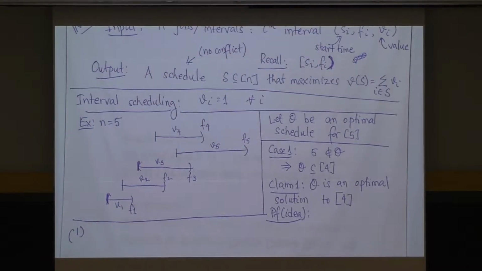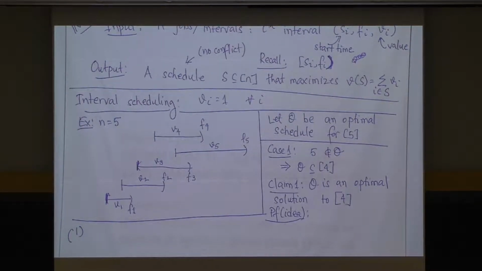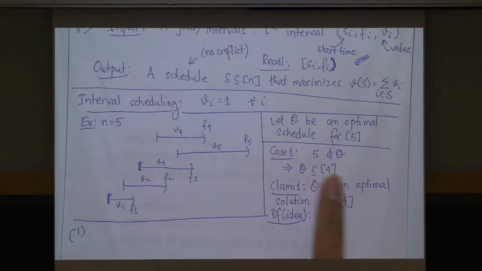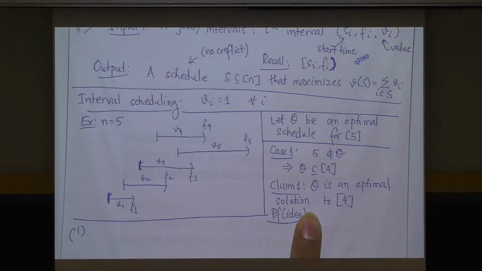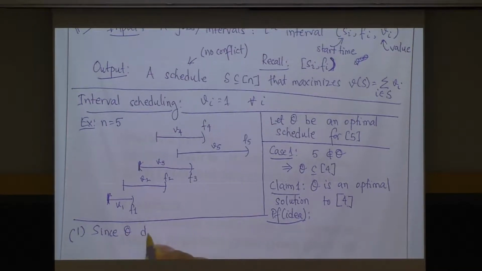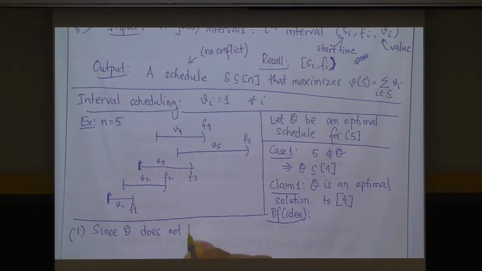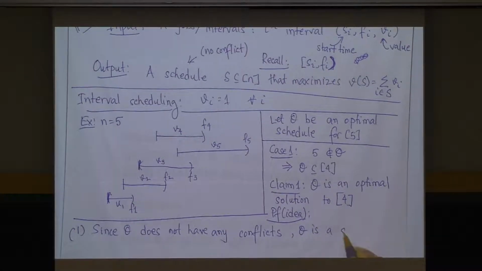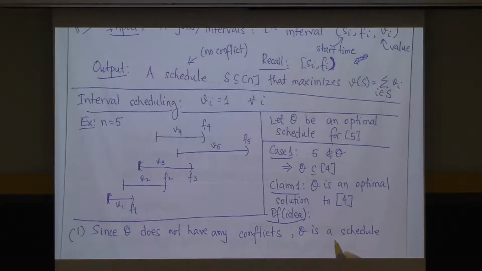So the first thing to observe is, by definition, an optimal solution cannot have any conflict, right? And so we're saying O only contains elements from 1 to 4. So this implies O is actually a valid schedule from 1 to 4. Since O does not have any conflicts, O is a schedule for the smaller input instance when you only have the first 4. Again, this just follows pretty much by definition.